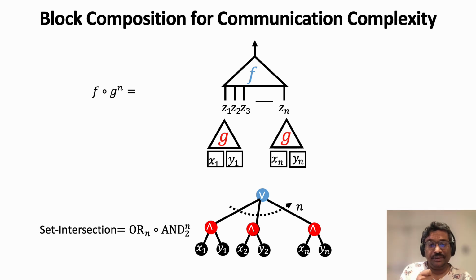Alice has inputs x1 to xn and Bob has inputs y1 to yn. xi is 1 if Alice's set has the element i, and yi is 1 if Bob's set has the element i. Their sets intersect if there's some index i in n where xi and yi are both 1. If they do intersect, one of these ANDs turns on, and when the output of an AND is 1, the output of the OR naturally becomes 1. So this computes the set intersection function. Many interesting functions can be written as natural block compositions.